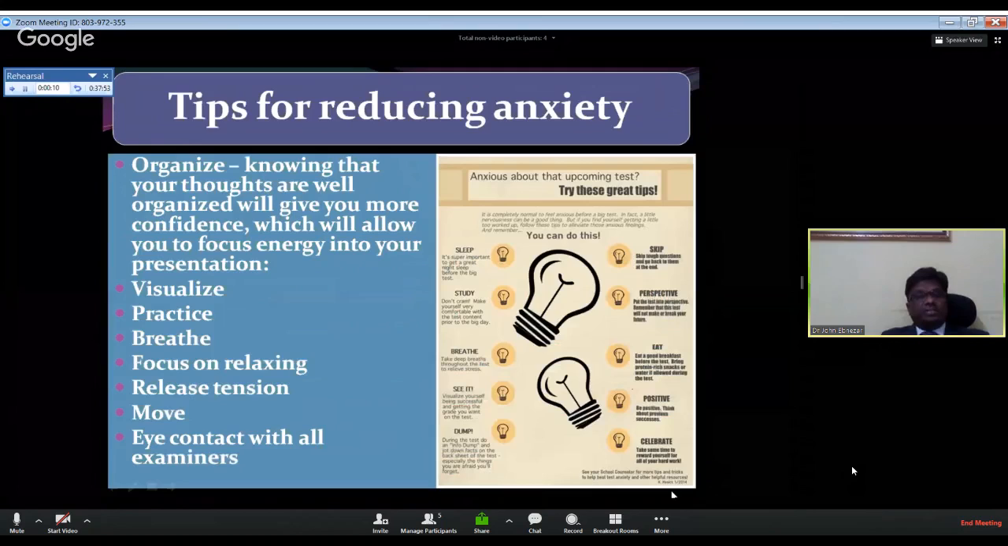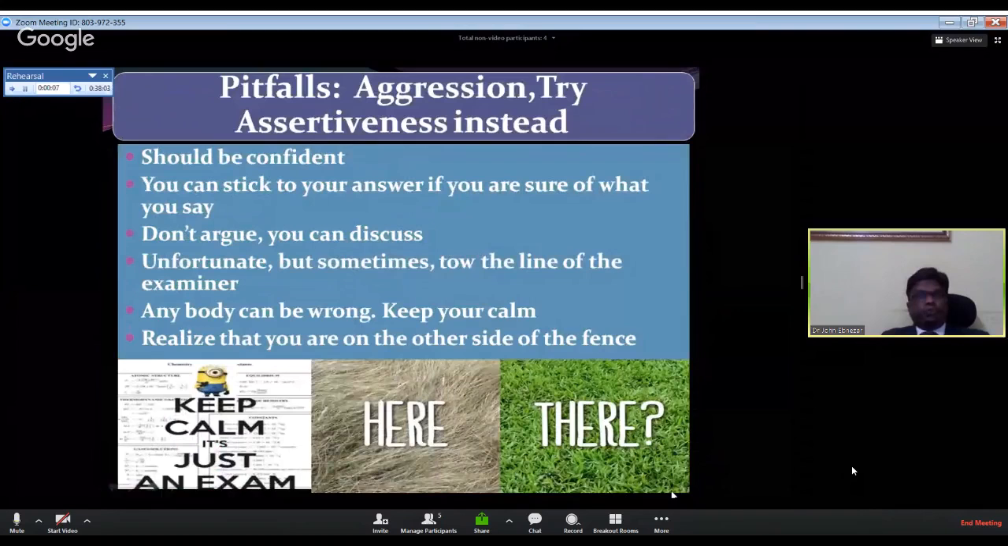Maintain eye contact with all the examiners and do not be aggressive. Try assertiveness. You should be confident. You can stick to your answer if you are sure of what you're saying. Don't argue. Unfortunately, sometimes you have to toe the line of the examiner.